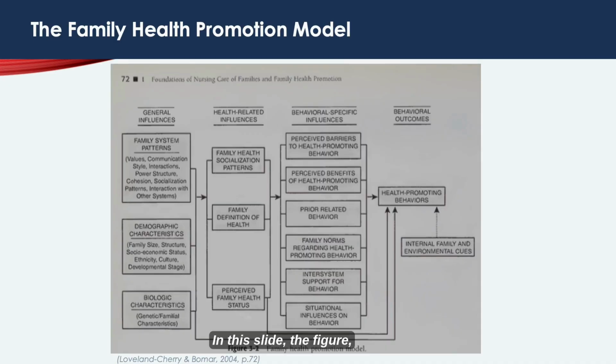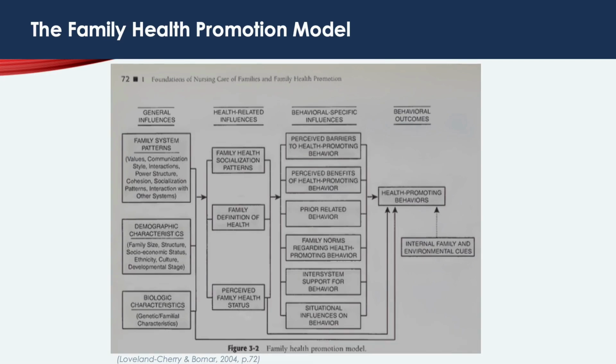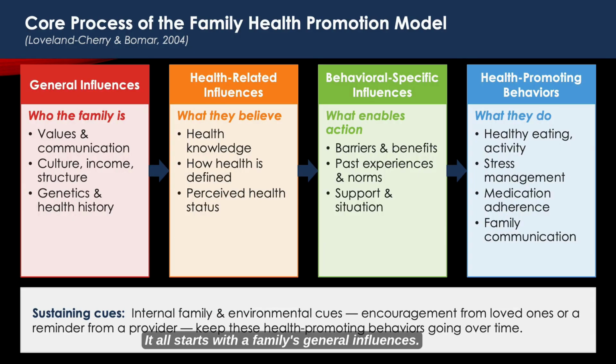In this slide, the figure represents the core process of the family health promotion model created by Loveland-Cherry and Bomar in 2004. The model proposes that health promoting behaviors do not occur by chance, but develop through an interaction of several family factors. It all starts with the family's general influences. These are the family system patterns, its demographic background, and its biological makeup.